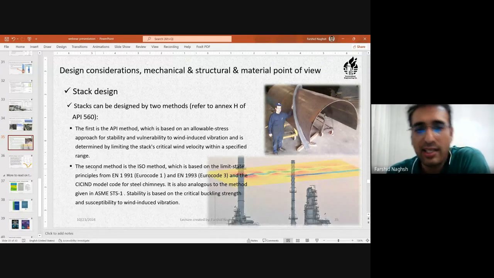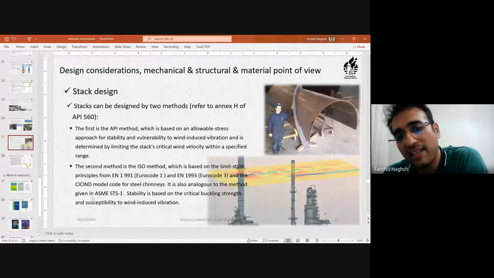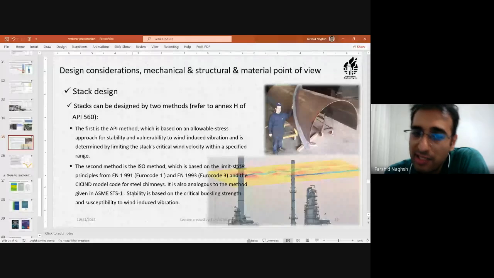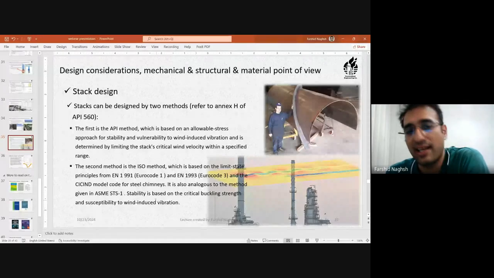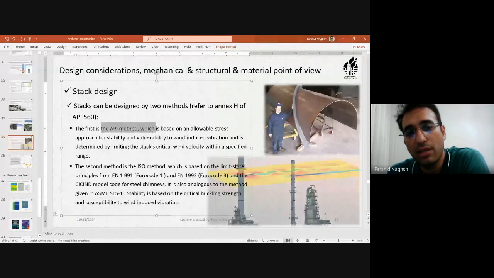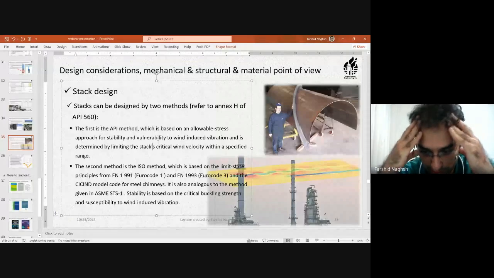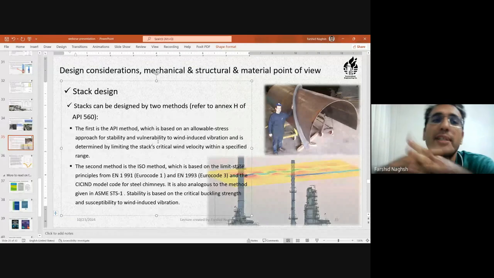The second method is the ISO method, which is based on the limit state principles from two certain Eurocodes and the SysIn model for steel chimneys. It is also analogous to the method given in ASME STS1. The stability is based on critical buckling strength and the susceptibility to wind-induced vibrations. Both of these methods, ASME STS1 and the API method, have worked for me. I have designed them without problem, and the consultant and clients have agreed upon that.